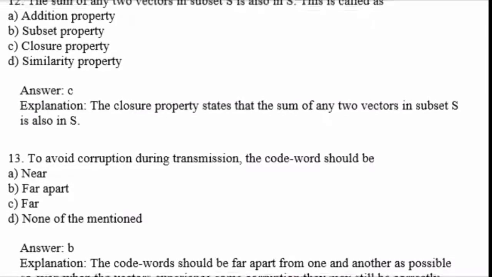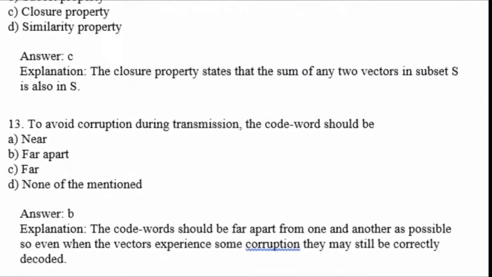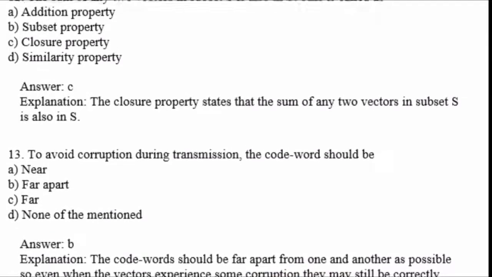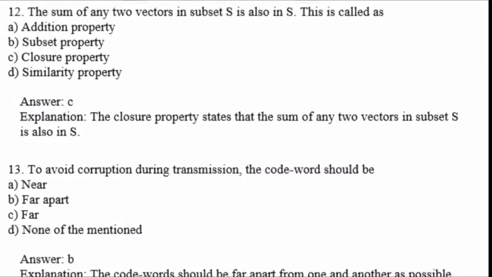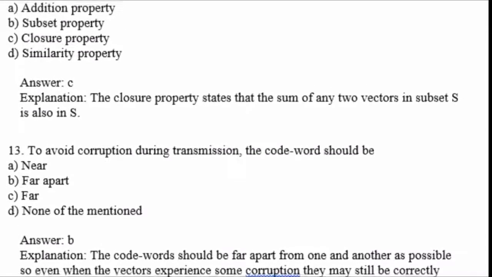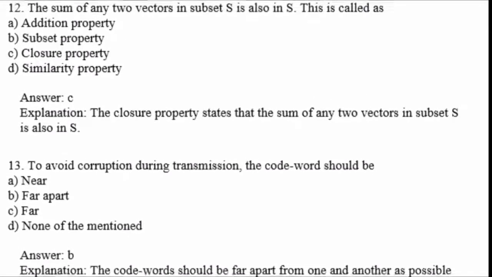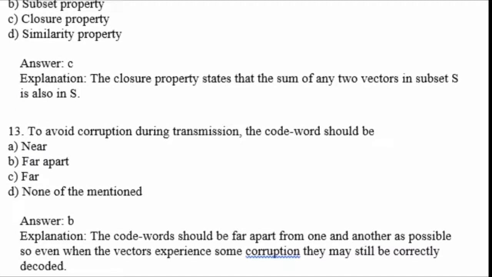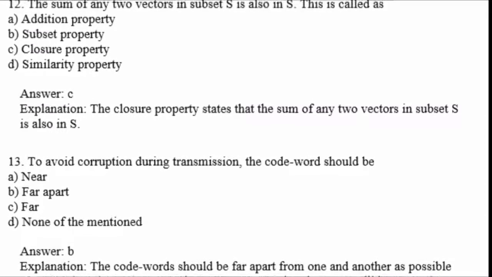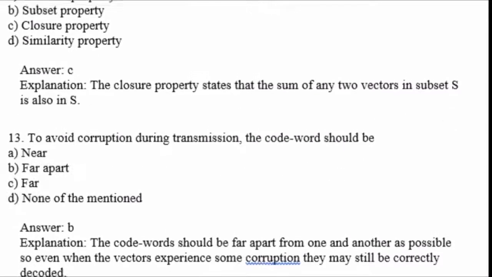Next question, the sum of any two vectors in subset S is also in S. So this is called as a closure property. Next question, to avoid corruption during the transmission, the code word should be. So answer B, that is far apart. The code words should be far apart from one another as possible. So even when the vectors experience some corruption, they may still be correctly decoded.